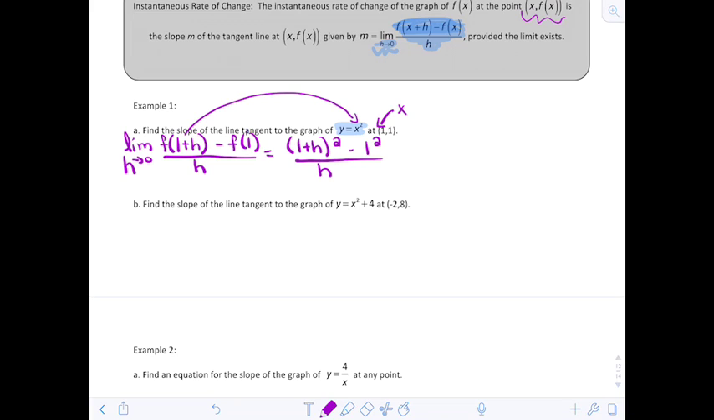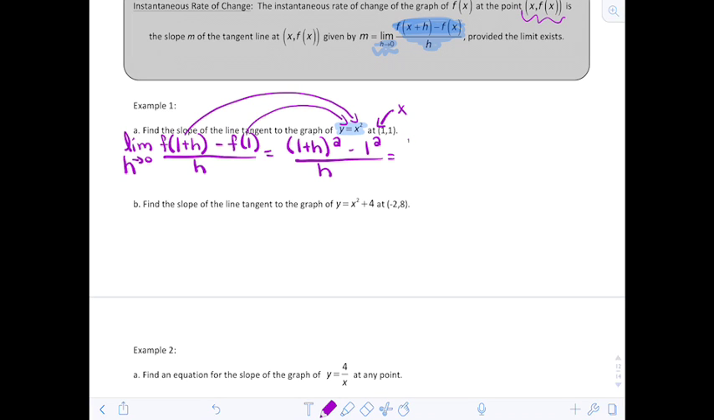So again, I just plugged in 1 plus h for x and 1 for x, and I'm subtracting them in the numerator and dividing by h. So if you look at this right now, plugging in 0 for h would be indeterminate because it would give us a 0 in the denominator. So we're going to now evaluate and simplify this function, and that h in the denominator is going to cancel.